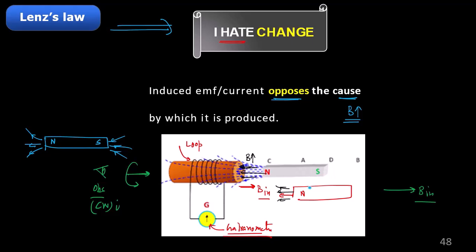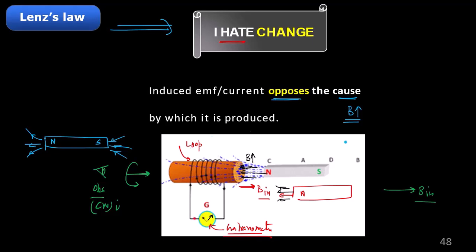Okay, so you can clearly see that whenever I am moving the north pole towards the loop, the galvanometer deflects in the clockwise direction. You can observe that the galvanometer is deflected in this direction. So whenever you are moving the magnet towards the loop, there is a clockwise current, and because of that, the galvanometer deflects in the clockwise direction.